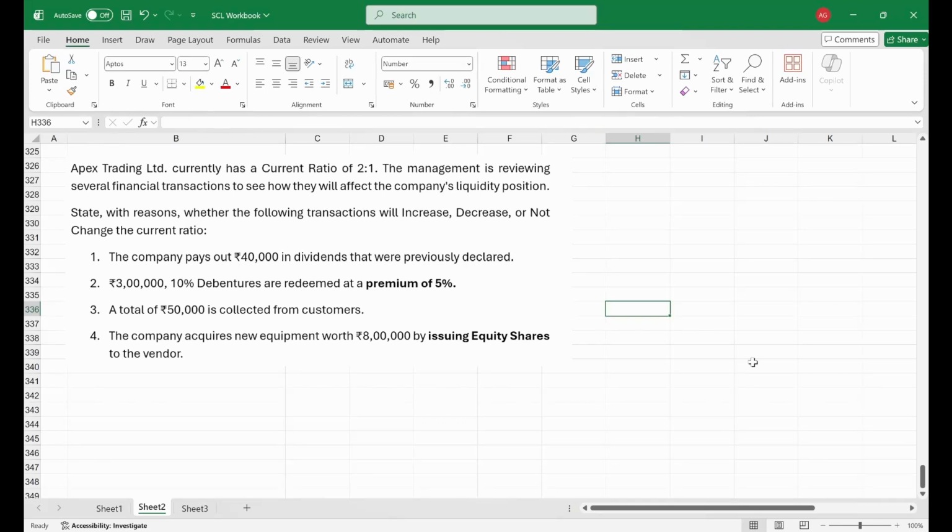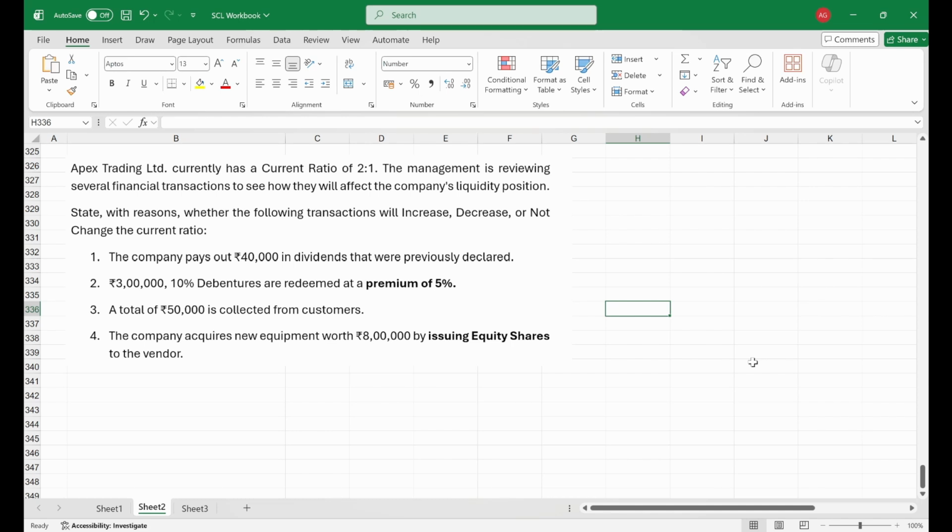Apex Trading Limited currently has a current ratio of 2:1. The management is reviewing several financial transactions to see how they will affect the company's liquidity position. State with reasons whether the following transactions will increase, decrease, or not change the current ratio.